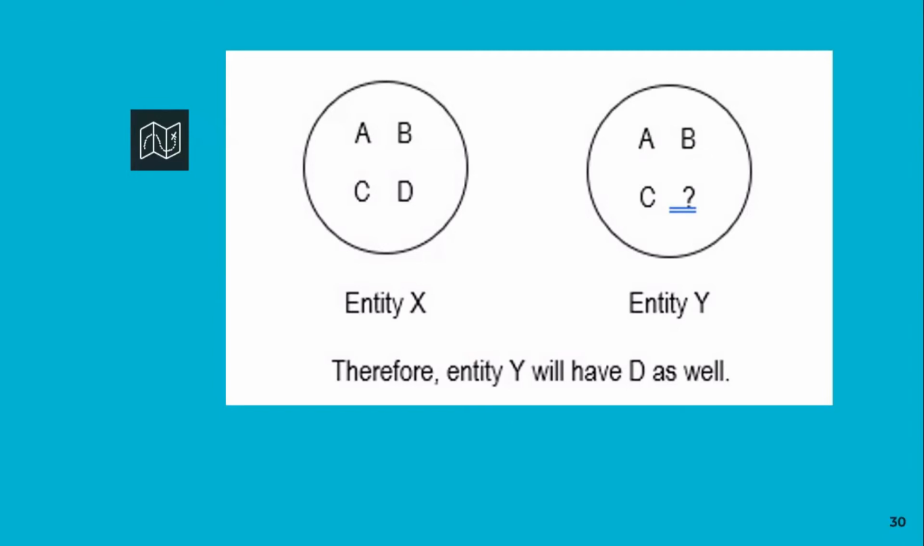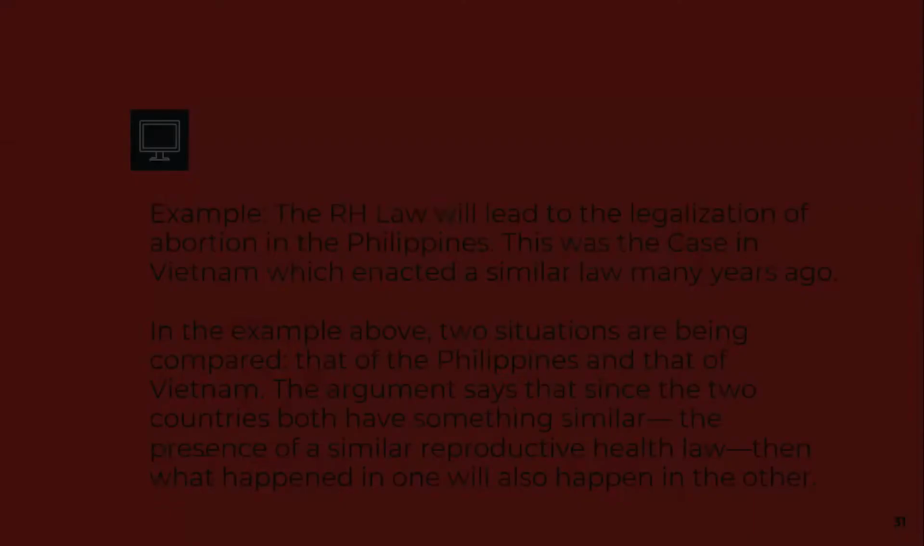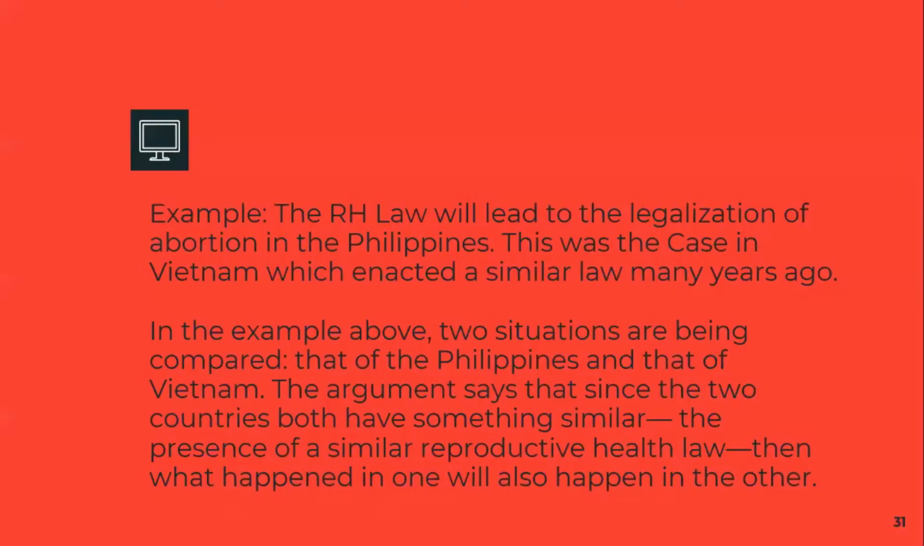If entity X contains variables A, B, and C, then they result into variable D. Then entity Y will also result to variable D since it also contains variables A, B, and C. For example, the RH law will lead to the legalization of abortion in the Philippines. This was the case in Vietnam, which enacted a similar law many years ago.